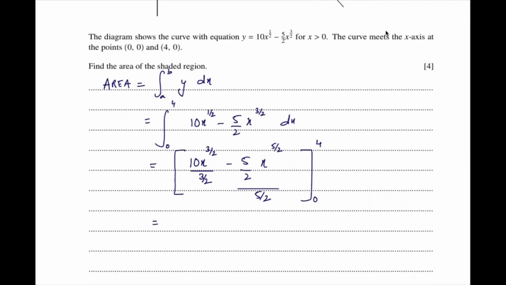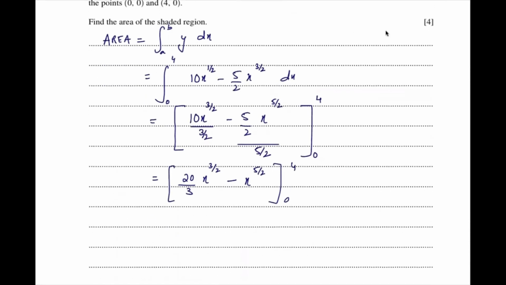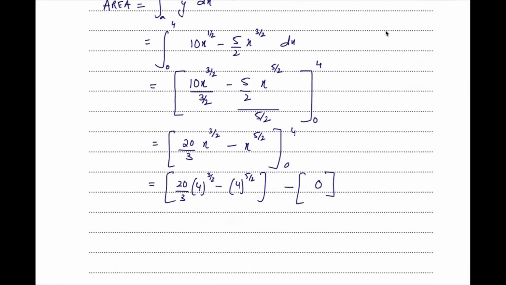Now let's simplify this. 10 divided by 3 upon 2 is 20 upon 3 times x to the power of 3 upon 2. 5 upon 2 divided by 5 upon 2 is just 1, so it's going to be minus x to the power of 5 upon 2. You're going to plug in the upper limit first: 20 upon 3 times 4 to the power of 3 upon 2 minus 4 to the power of 5 upon 2, minus, when you plug in x as 0, you're going to get 0. So the lower limit contributes 0.